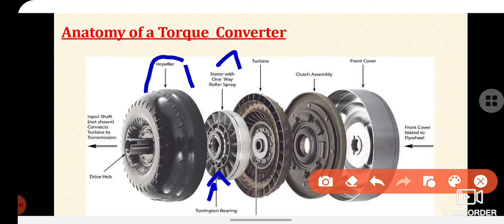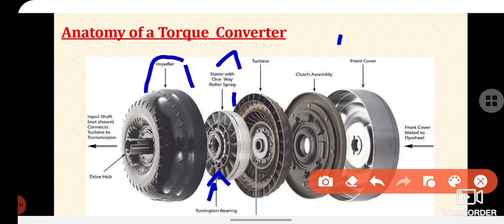Here we will discuss the stator, stator with one-way roller clutch. So stator is located in between impeller and turbine. The main function of stator is to give direction to the returning fluid from turbine so that fluid enters the impeller in the direction of its rotation. As the fluid enters in the direction of the impeller, it multiplies the torque. So stator helps in torque multiplication by changing the direction of the fluid and allows it to enter in the direction of impeller rotation.